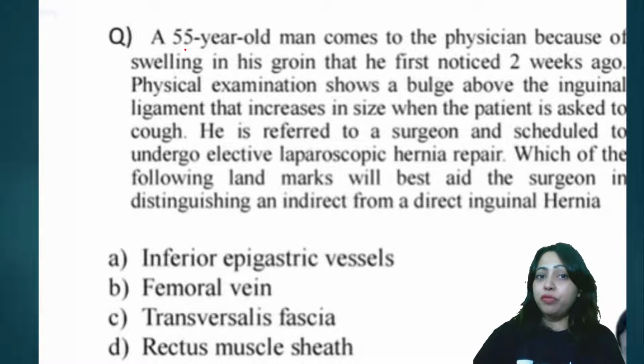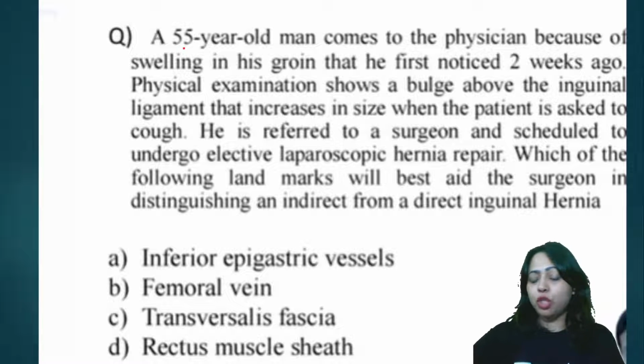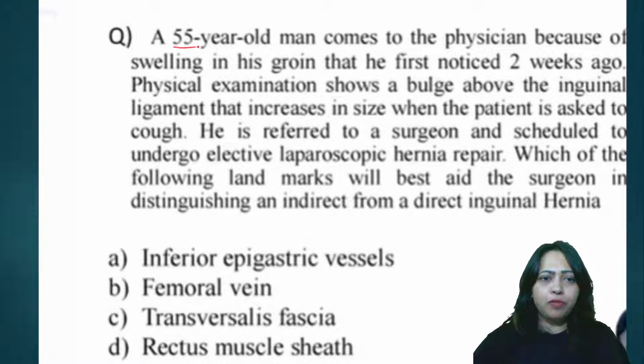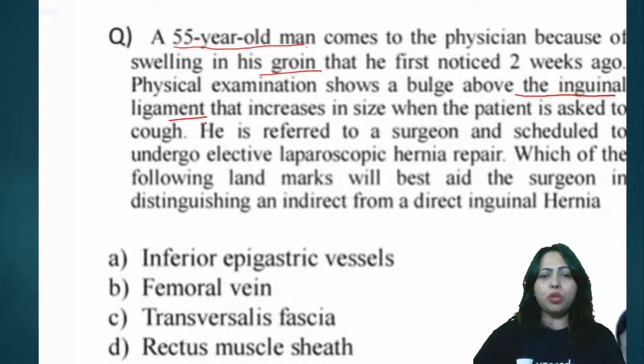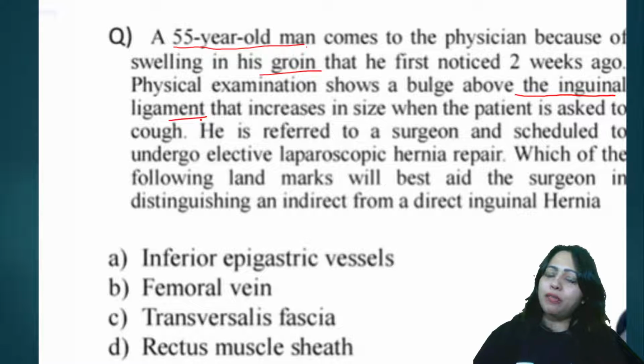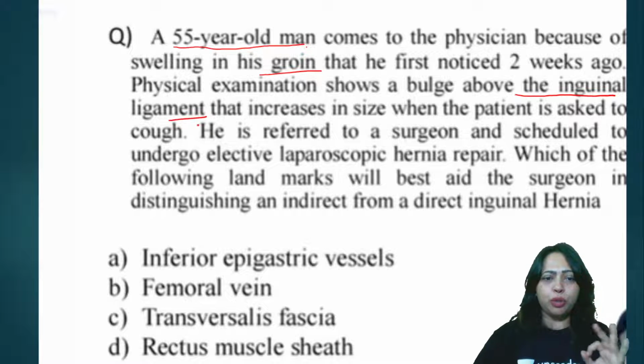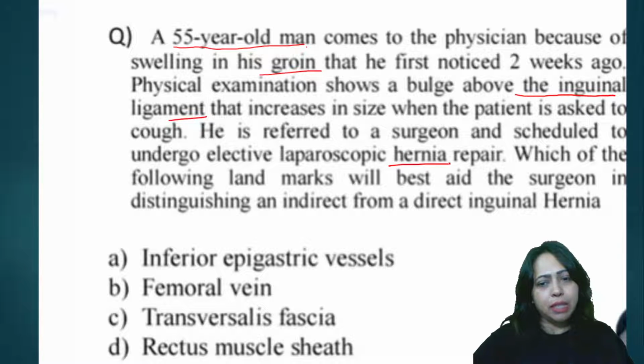So this is the question. A 50-year-old man comes to the physician because of swelling in his groin. We have to underline whether it was a male or female patient, a 55-year-old man. The next keyword is groin. The physical examination shows a bulge above the inguinal ligament, and it increases in size whenever the patient coughs. He is referred to a surgeon and is to undergo an elective laparoscopic hernia repair. So we already know that it is a hernia.